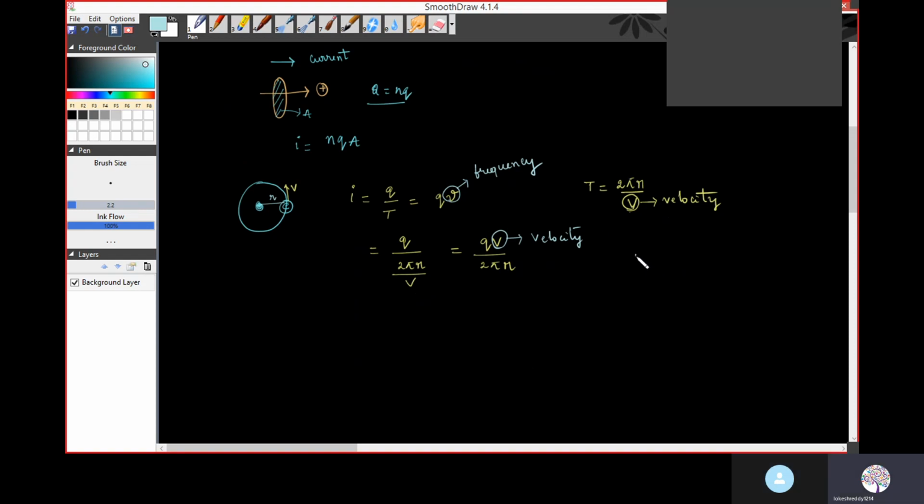Okay, I can use another formula: T is equal to 2π/ω. So I will write here in place of T, 2π/ω. So I is equal to Qω/2π. This is okay. So this is charge in rotatory motion.